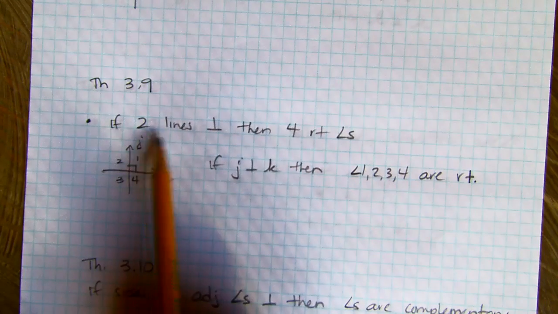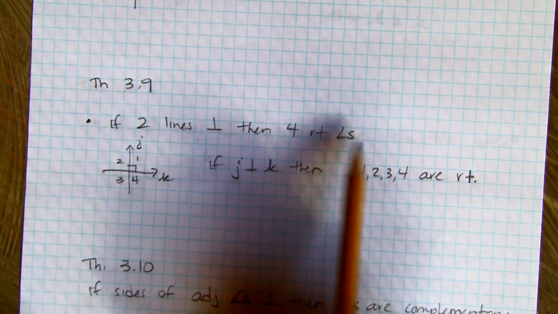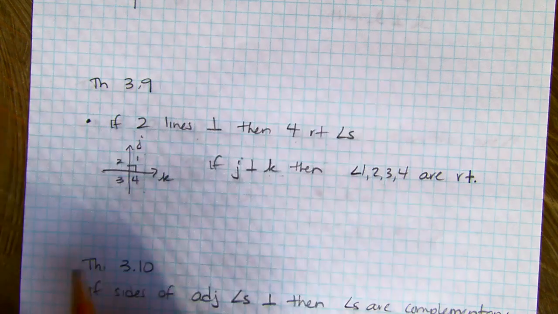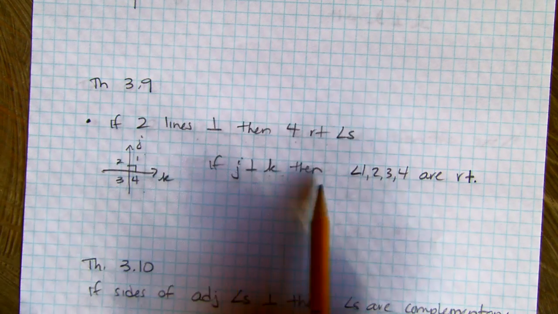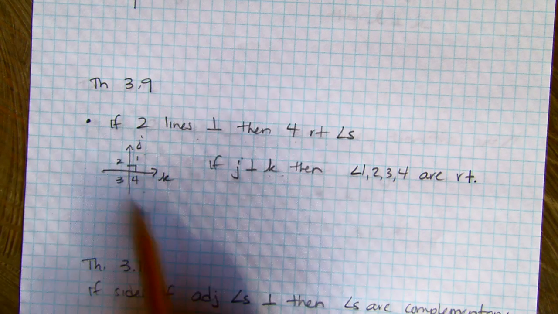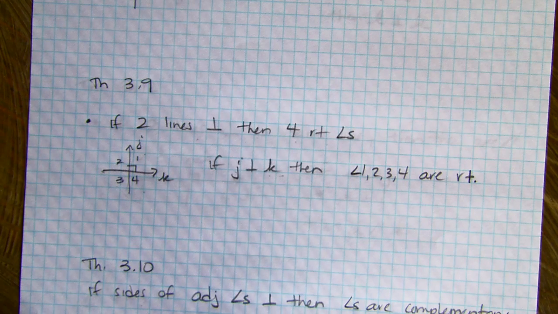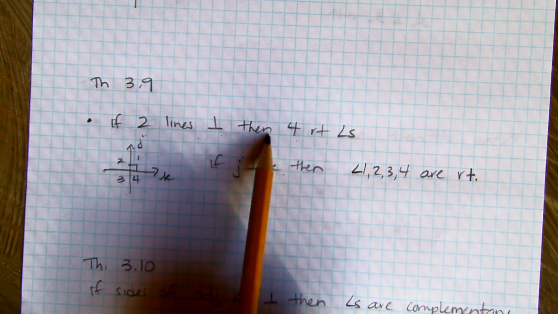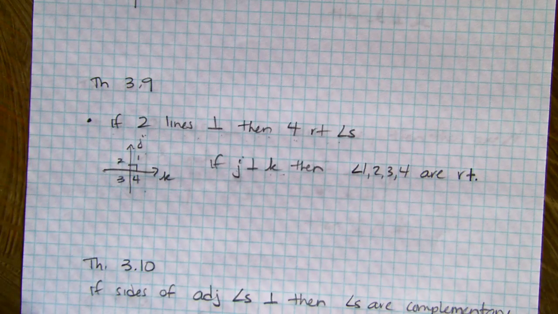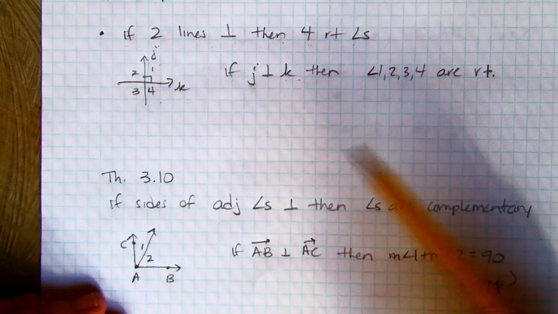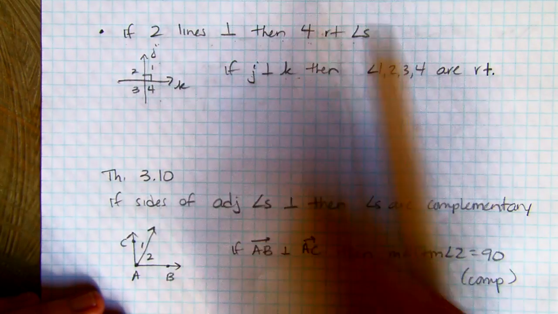Theorem 3.9, if two lines are perpendicular, then they form 4 right angles. So if I know J is perpendicular to K, then angles 1, 2, 3, and 4 must all be right angles. This is always one that I don't really know what the big deal is about, why I need to come to that conclusion, but it seems so obvious. But anyway, this is how you would abbreviate it. If two lines are perpendicular, then you get 4 right angles. So when those questions ask you to state a reason or provide justification, that's what you would have to write.